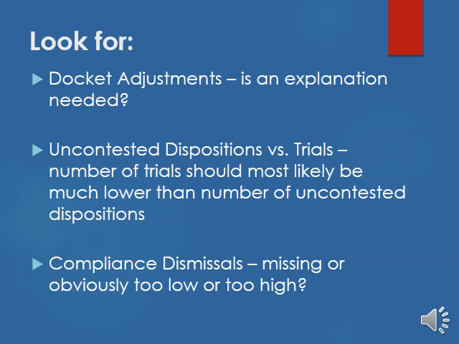Now, I've mentioned it a few times before, but it warrants repeating. Check for docket adjustments that are larger than the acceptable minor fluctuations in the pending cases and place an explanation in the notes section. Review the reports for the ratio of uncontested dispositions to trials. Generally, the trials will be a much lower number, but we have found instances where, because of a coding issue in the software, all the dispositions are reported as trials when they should be reported as uncontested dispositions. Also check if compliance dismissals are obviously too low or too high or missing altogether.